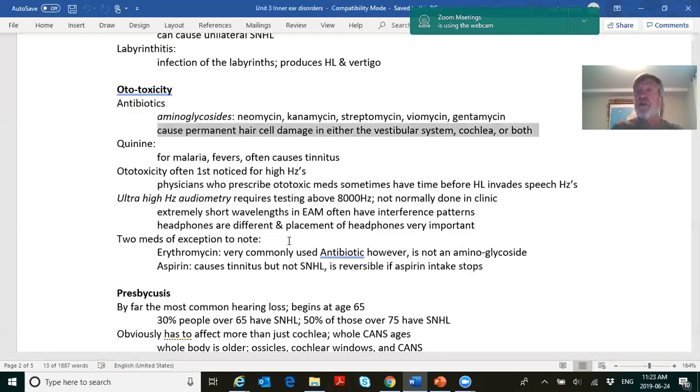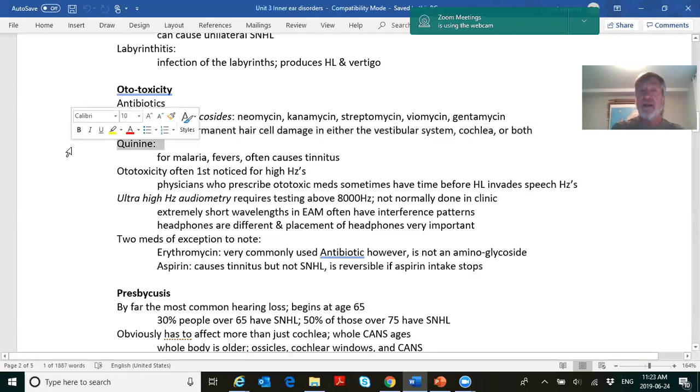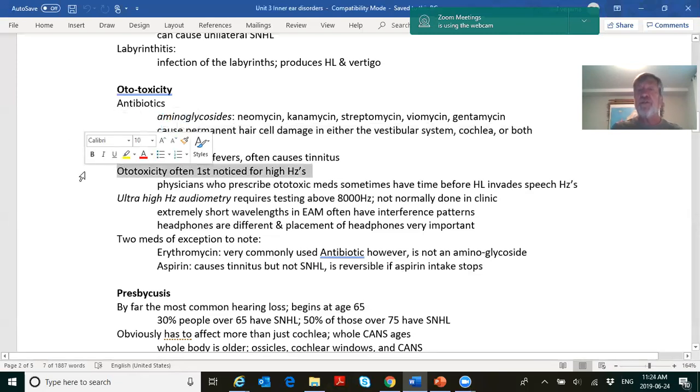Gentamicin was often given for tuberculosis. People who had tuberculosis were treated at sanatoriums with gentamicin. Yep, it cured the tuberculosis, but they walked out deafer than doornails. Permanent. Quinine is another one. That was taken for malaria. That often causes ringing in the ears and sensory neural loss. Ototoxicity is often first noticed for the high frequencies. Physicians who prescribe ototoxic meds often have time before the hearing loss can invade the speech frequencies.